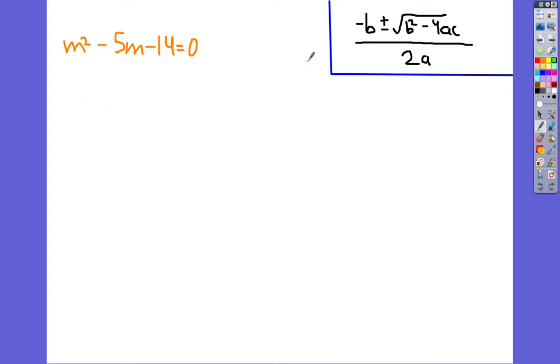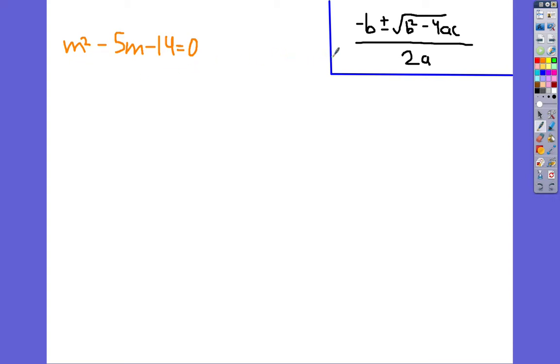Welcome to the presentation on solving quadratic equations using the quadratic formula. Up here on the top right, we have our quadratic formula, which is negative b plus or minus the square root of b squared minus 4ac all over 2a. And the equation that we will be solving in this video is m squared minus 5m minus 14 equals 0.